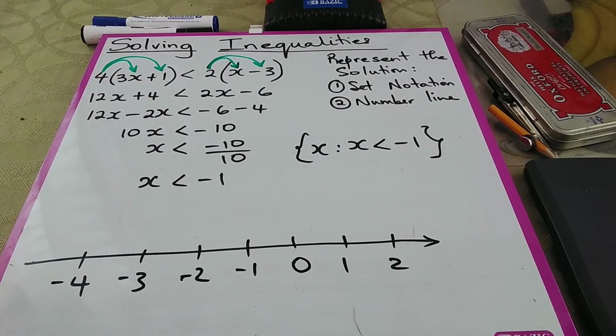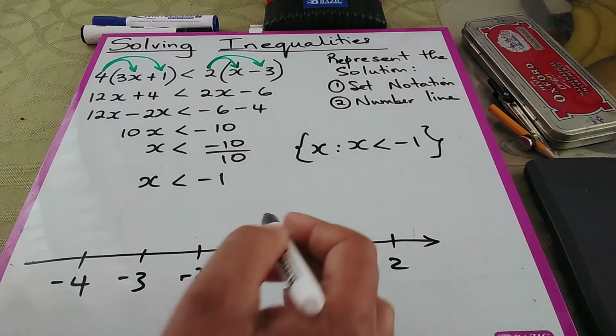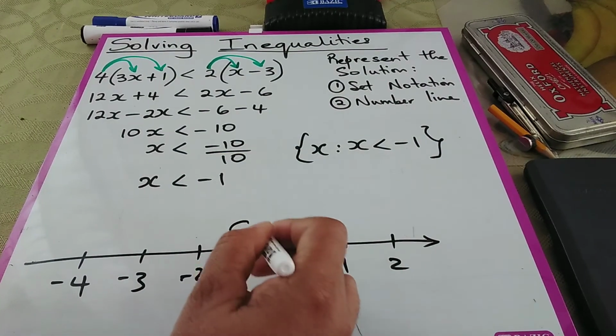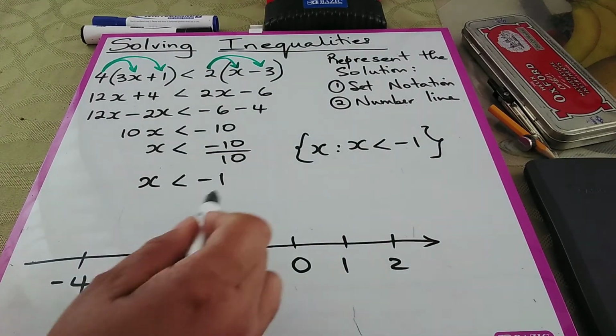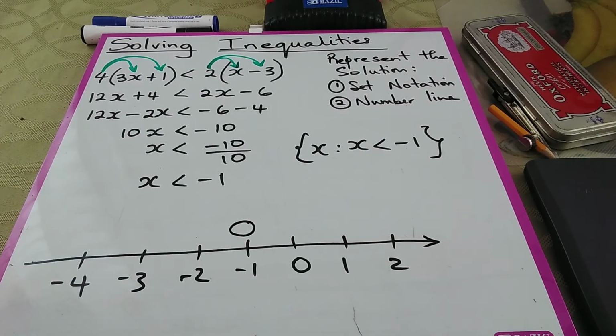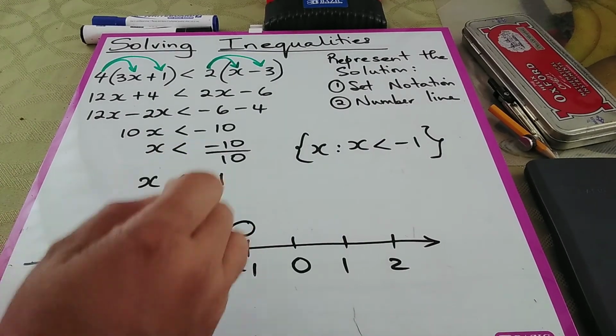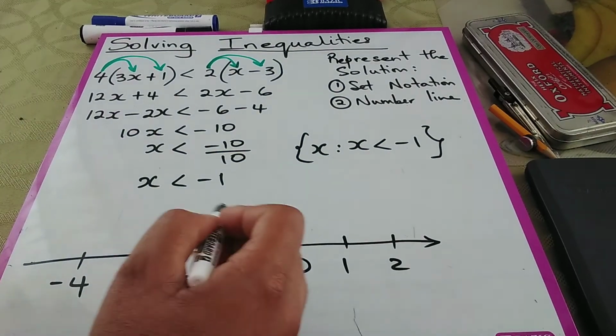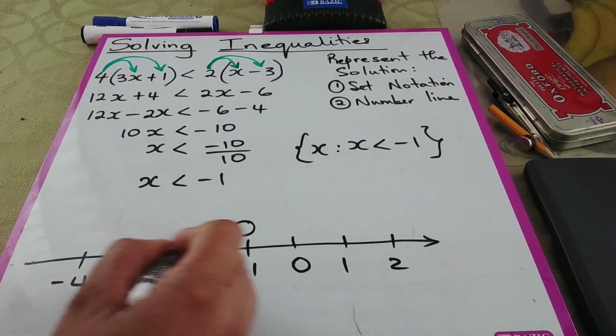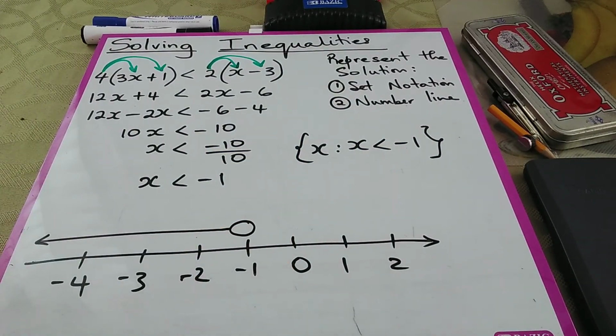Okay, so now we're going to do the solution. We'll put the circle above the negative 1. The solution is negative 1. Or sorry, x is less than negative 1. And the values less than negative 1 go in this direction. And that's your answer.